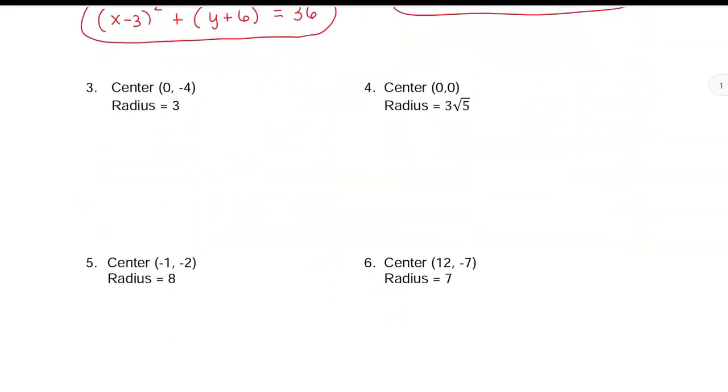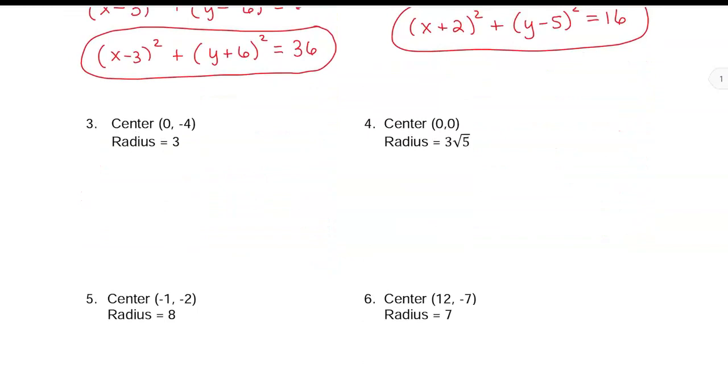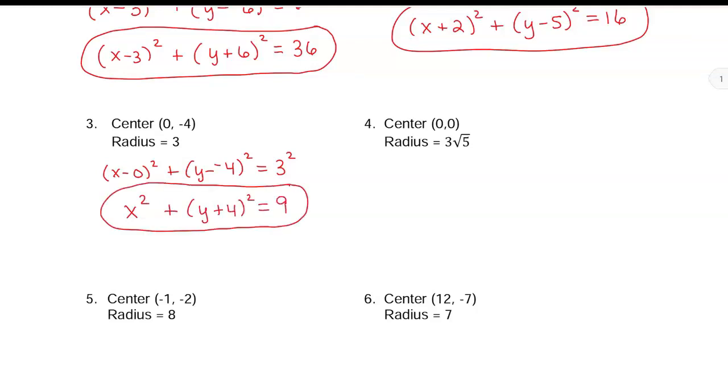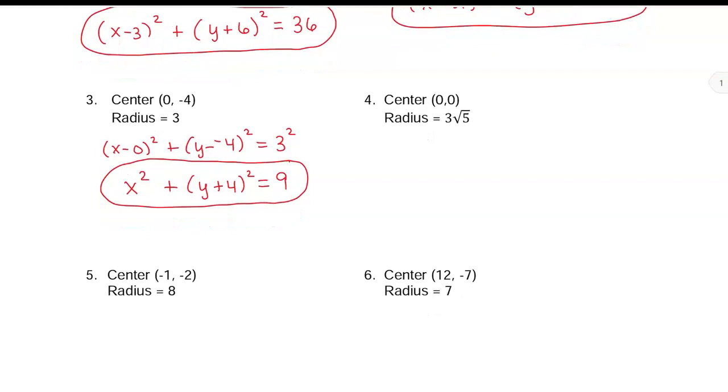Okay, let's do one more together. So x minus 0 squared plus y minus -4 squared equals 3 squared. You do not have to keep the 0 when it says x minus 0 or if it said y minus 0. You could just write x squared. The parentheses should be y plus 4 squared, and 3 squared is 9. Okay, you write the last 3 on this page. So pause the video, write the last 3, and then turn the video back on.